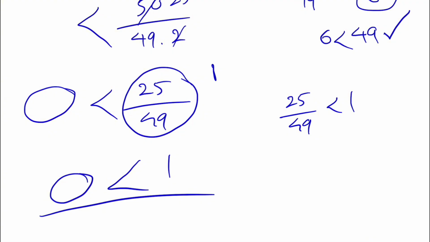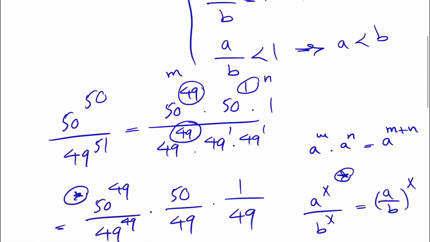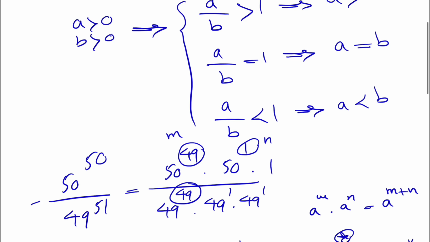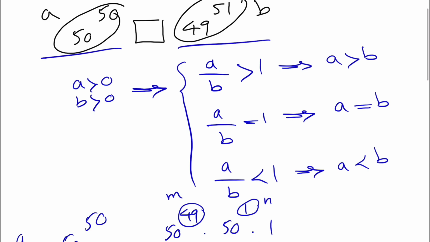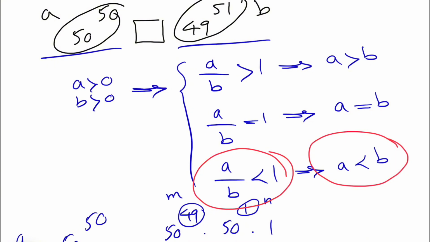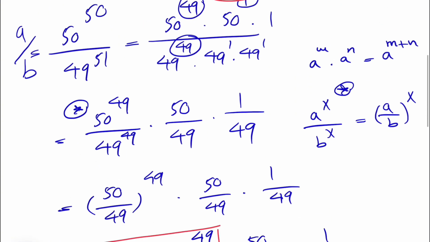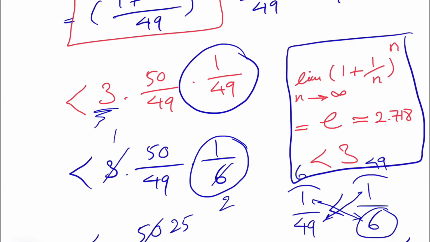Let's get back to what we started at the beginning. We started with A over B, where we call this one A and this one B, and when A over B is less than 1, that means A is less than B, and this would be the final answer for us, which shows 50 to the 50 is less than 49 to the 51. Again, very interesting question and very interesting strategy to keep in mind when you're comparing these two numbers, and a good use of this expression over here.